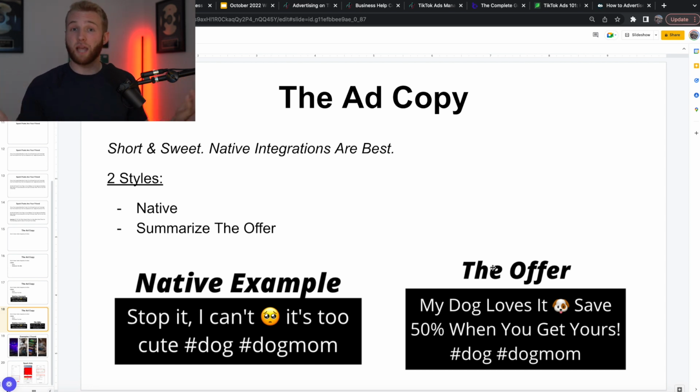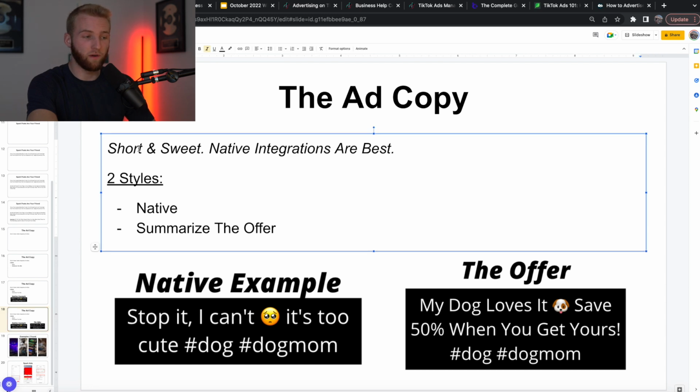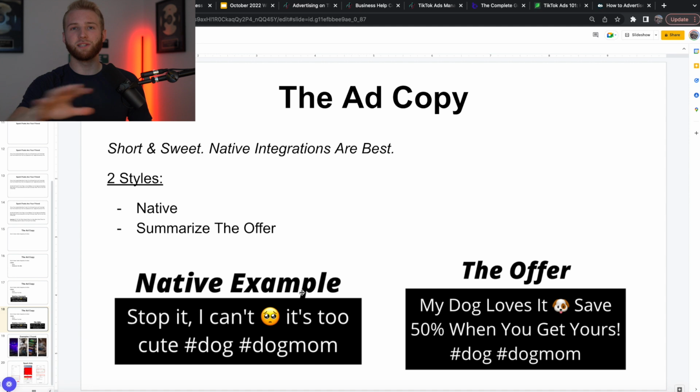The offer, this is one where it's invasive. Your ad is invasive. They can tell it's an ad, which isn't always a bad thing, but I do try to stay away from it. "My dog loves it. Save 50% when you get yours. Hashtag dog mom." Again, those are 2 different styles. But even like I mentioned up here, be short and sweet. First of all, you see how these aren't very long, but native integrations are the best. So those are 2 different examples there to give you a visual of native versus invasive.